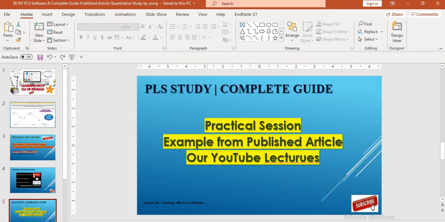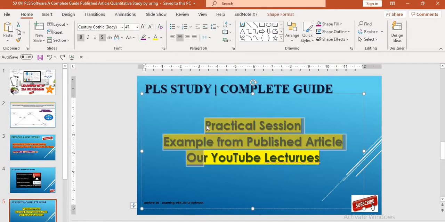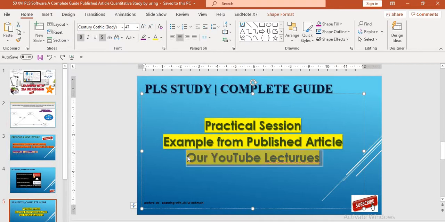Today's session is full of practical work, in which at first we will show you the published article which is conducted using the PLS software, and in the next session we will show you those lectures which are sufficient for you as a complete guide for the use of PLS software.